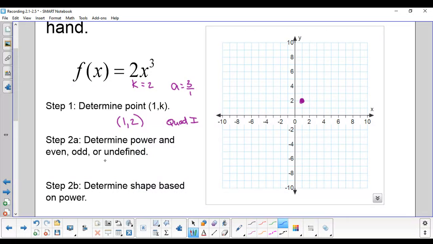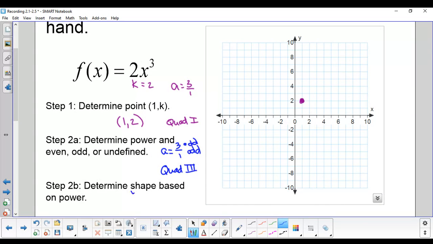Next, I'm going to look at the power. In this case, our power, or a value, is 3 over 1. Because this is an odd number over an odd number, it tells me it's an odd function, and it will exist in another quadrant. In this case, it is also going to exist in quadrant 3 because odd exponents, or an odd function, have opposite quadrants, so diagonal quadrants. So 1 and 3.